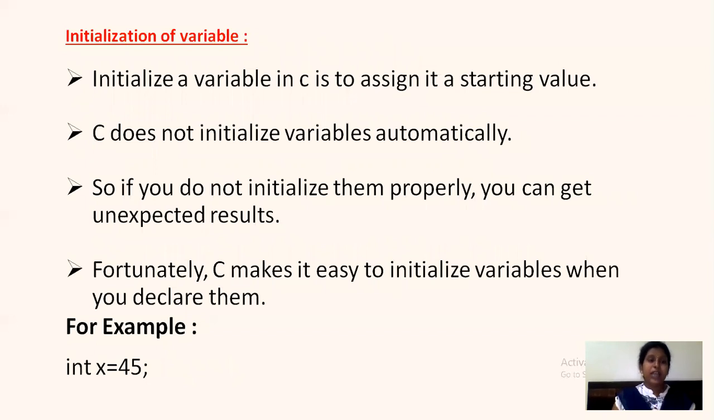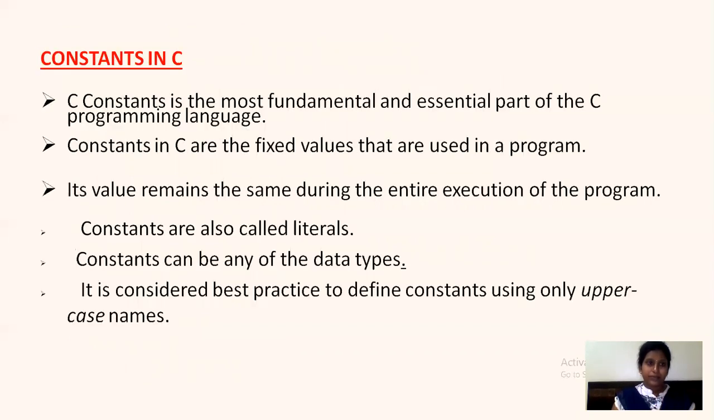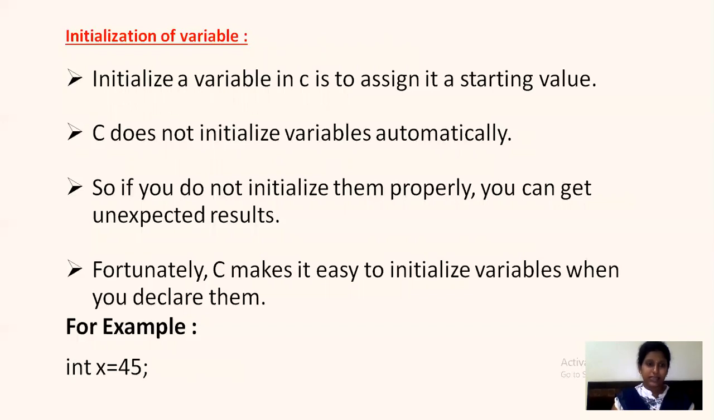Initialization of variables. We have seen declaration, now how to initialize these variables. To initialize a variable in C is to assign it a starting value. C does not initialize variables automatically. So if you do not initialize them properly, you can get unexpected results. Fortunately, C makes it easy to initialize variables when you declare them. For example, int x = 45. You can write like this. So the initialization of variables is very important.